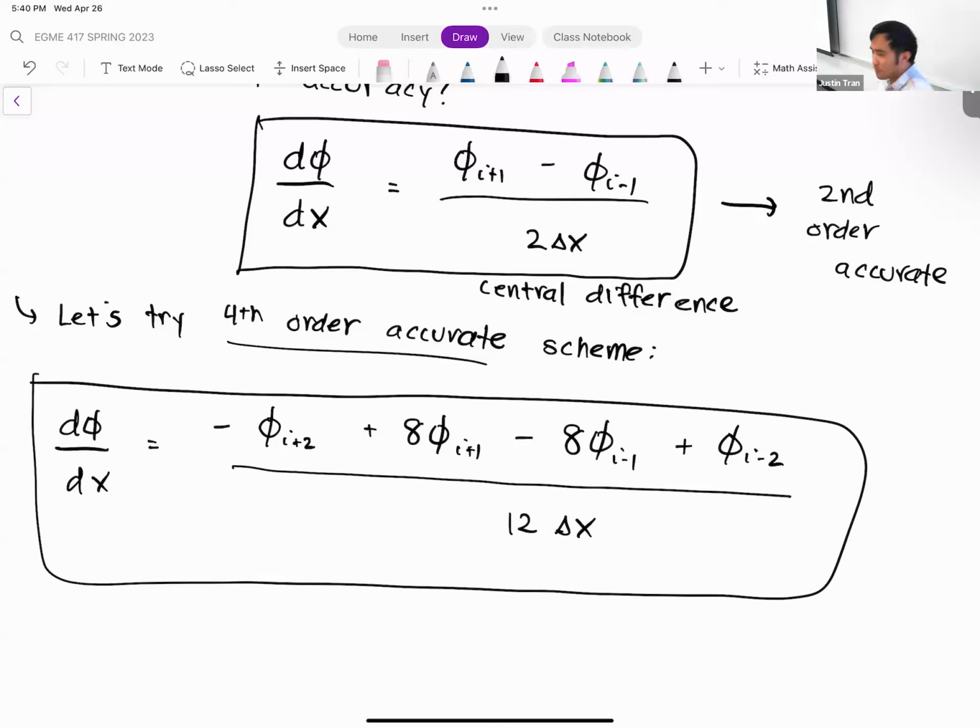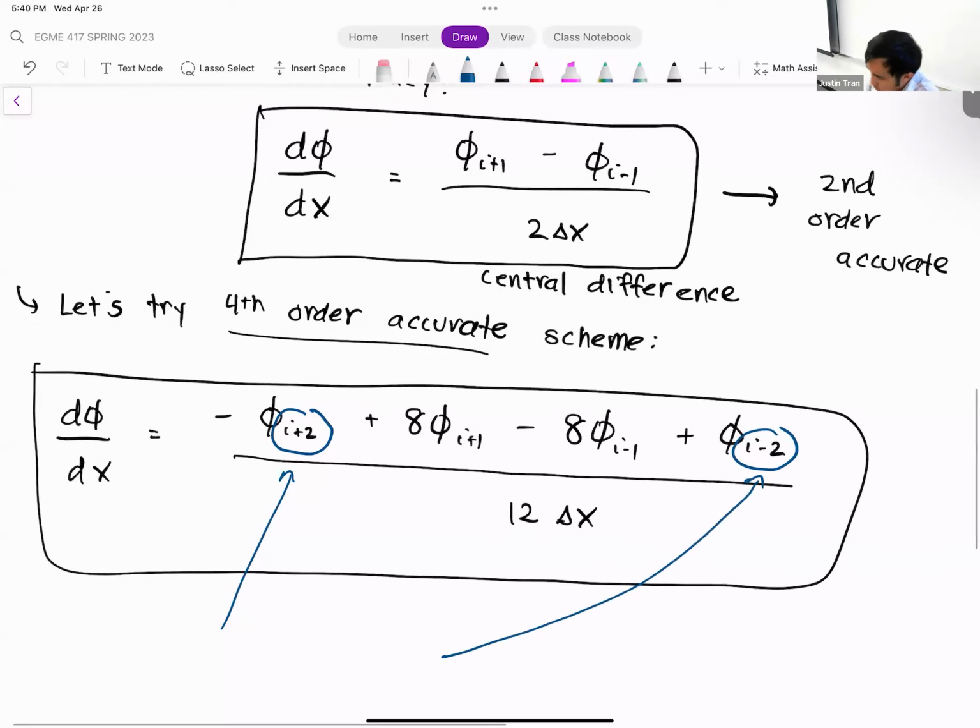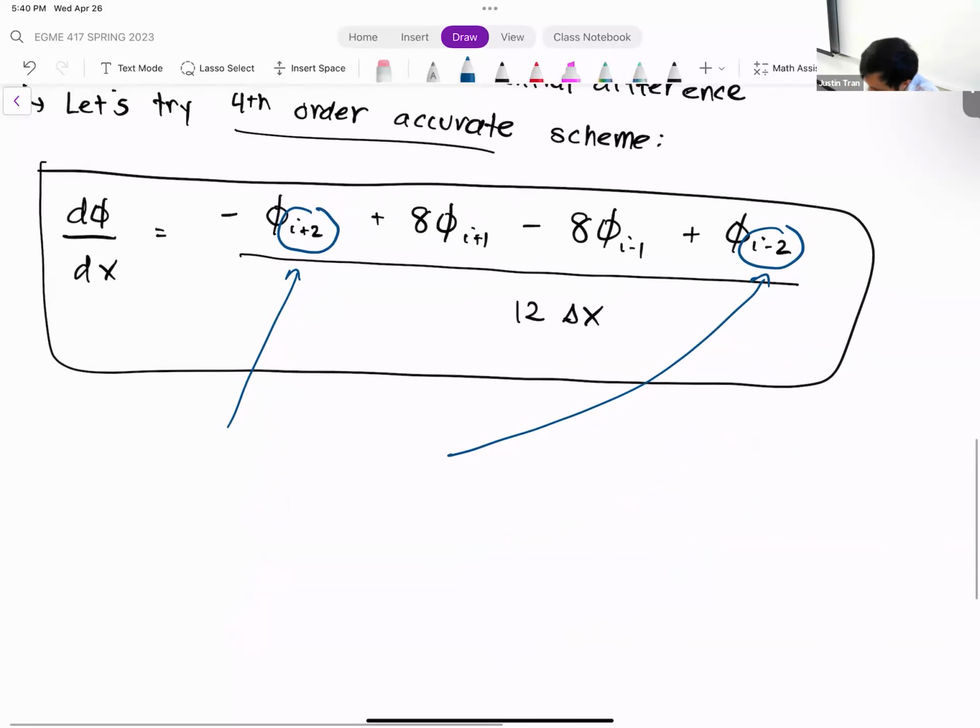And with more terms comes a greater degree of accuracy. Those terms introduce some new concepts that we haven't really used yet, right? Not only do we have i plus 1, i minus 1 in this fourth order scheme, we have i plus 2 and i minus 2. And what these terms are, are farther away neighbors.